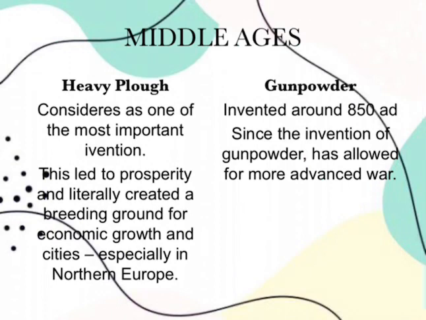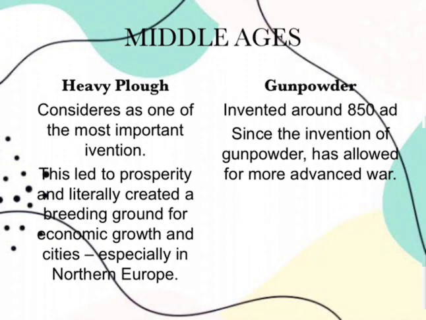The second period is called the Middle Ages. The first invention stated in the book was the heavy plow. It was considered one of the most important inventions. This led to prosperity and literally created a breeding ground for economic growth and cities.